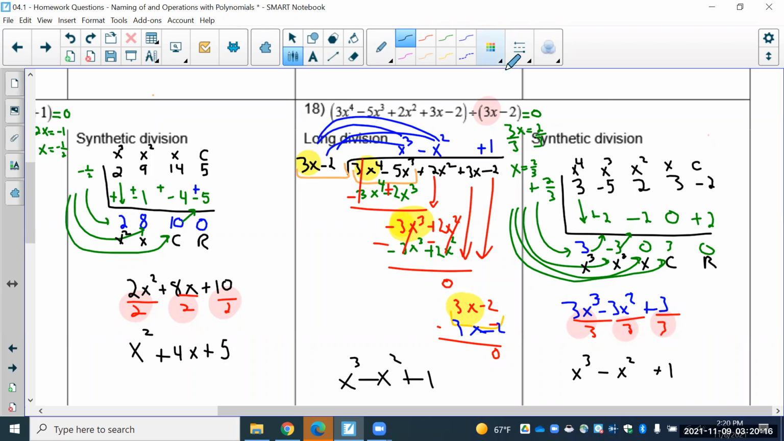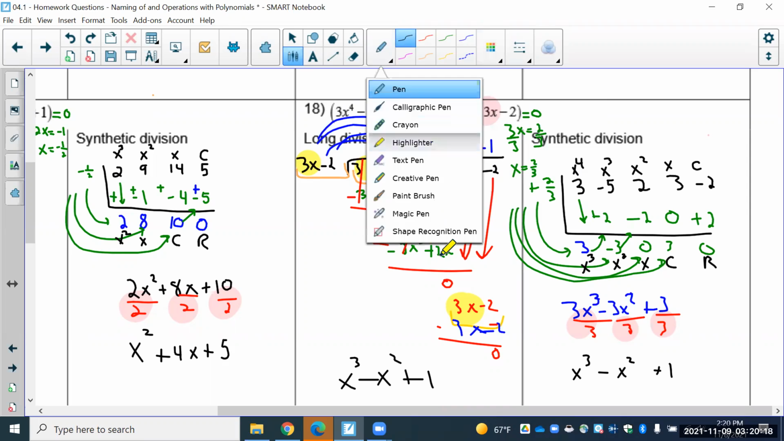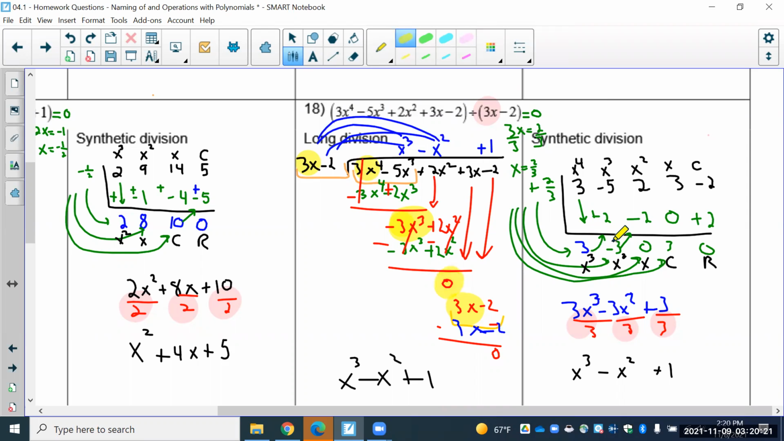But what is this doing? It's kind of interesting when you see it. These numbers here are actually the numbers you see here: 3, -3, 0, and 3. So synthetic division doesn't actually give you the answer until you divide by the coefficient. It gives you the middle part of the problem.